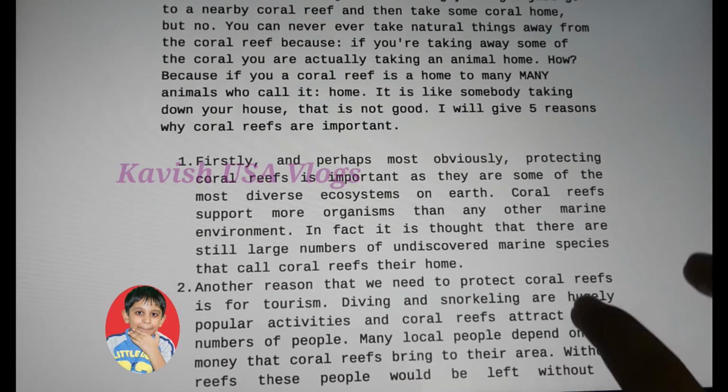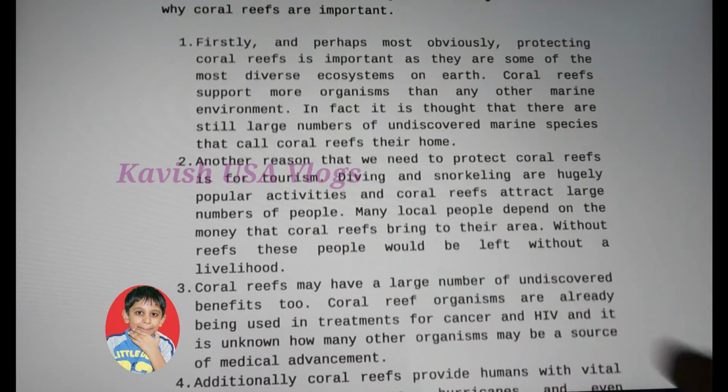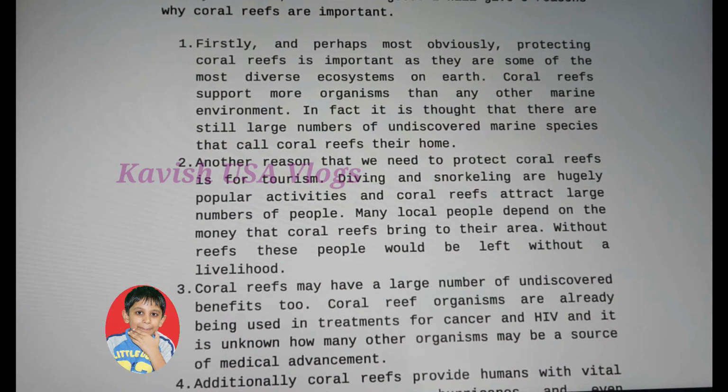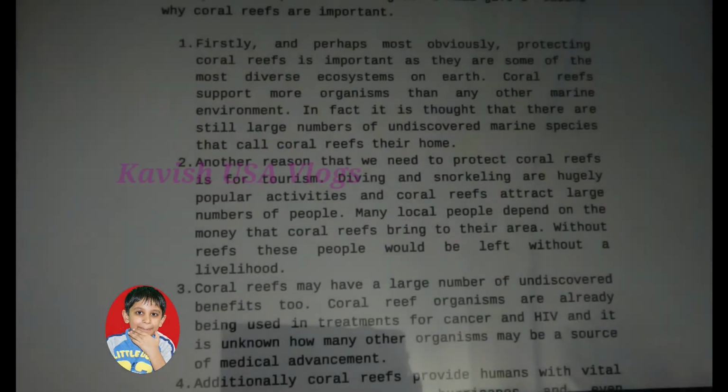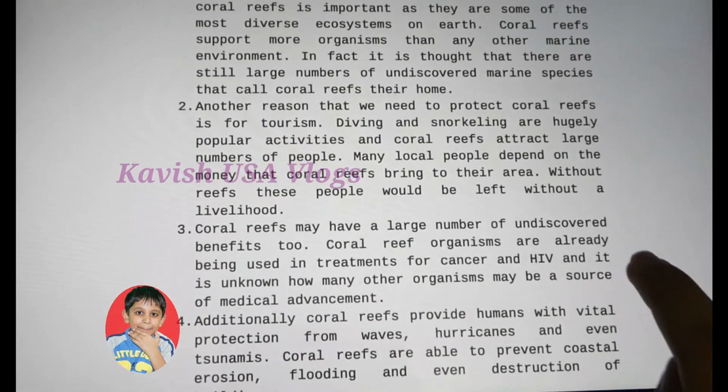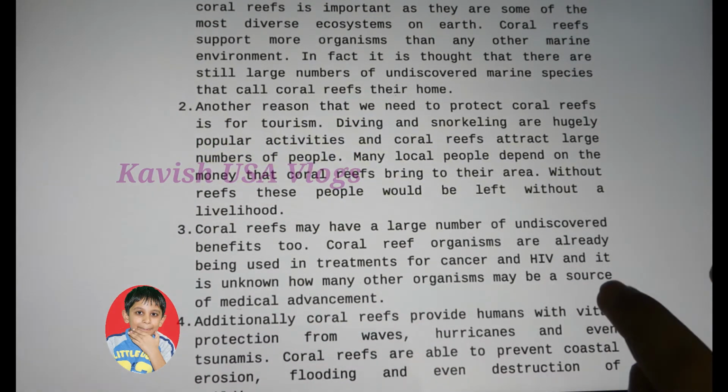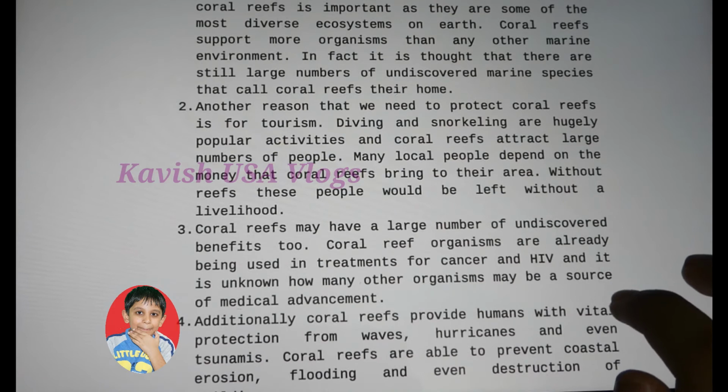Another reason we need to protect coral reefs is for tourism. Diving and snorkeling are hugely popular activities, and many coral reefs attract large numbers of people. Many local people depend on money that coral reefs bring to their area. Without reefs, these people would be left without a livelihood, I think.